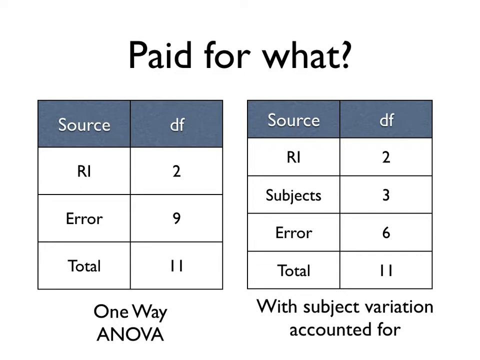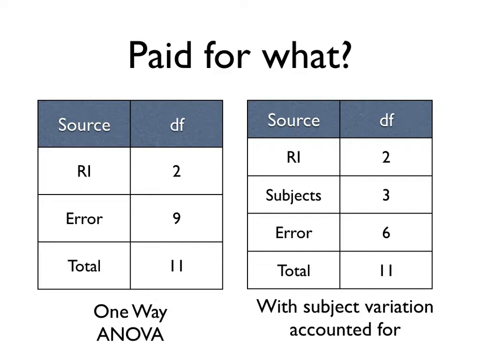For the repeated measures, we get this. This, retention interval, subjects. Why is subjects 3? Well, we had 4 subjects. N minus 1, little n minus 1, so it's over 3. We have 11 total degrees of freedom. There's a finite number of degrees of freedom in any design and a finite amount of variance.